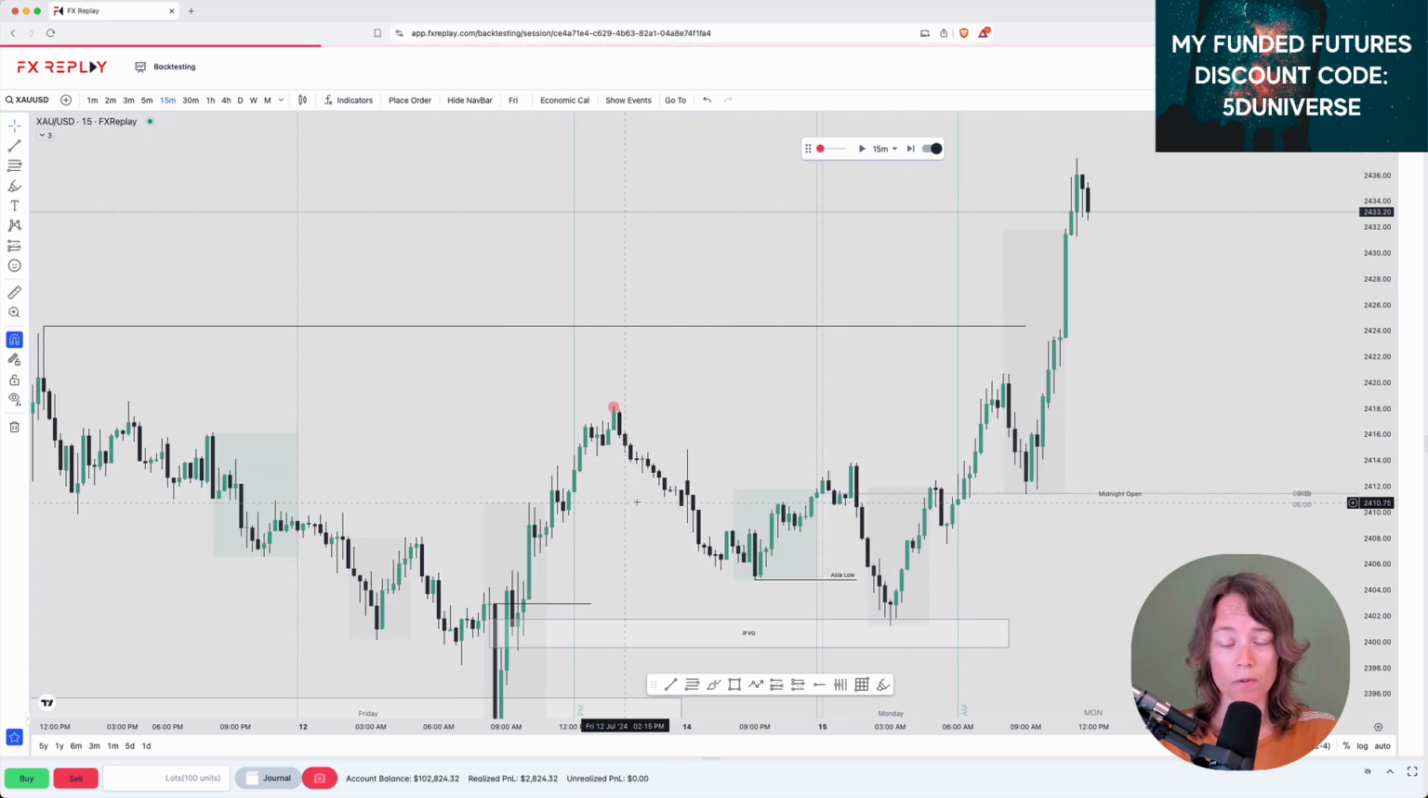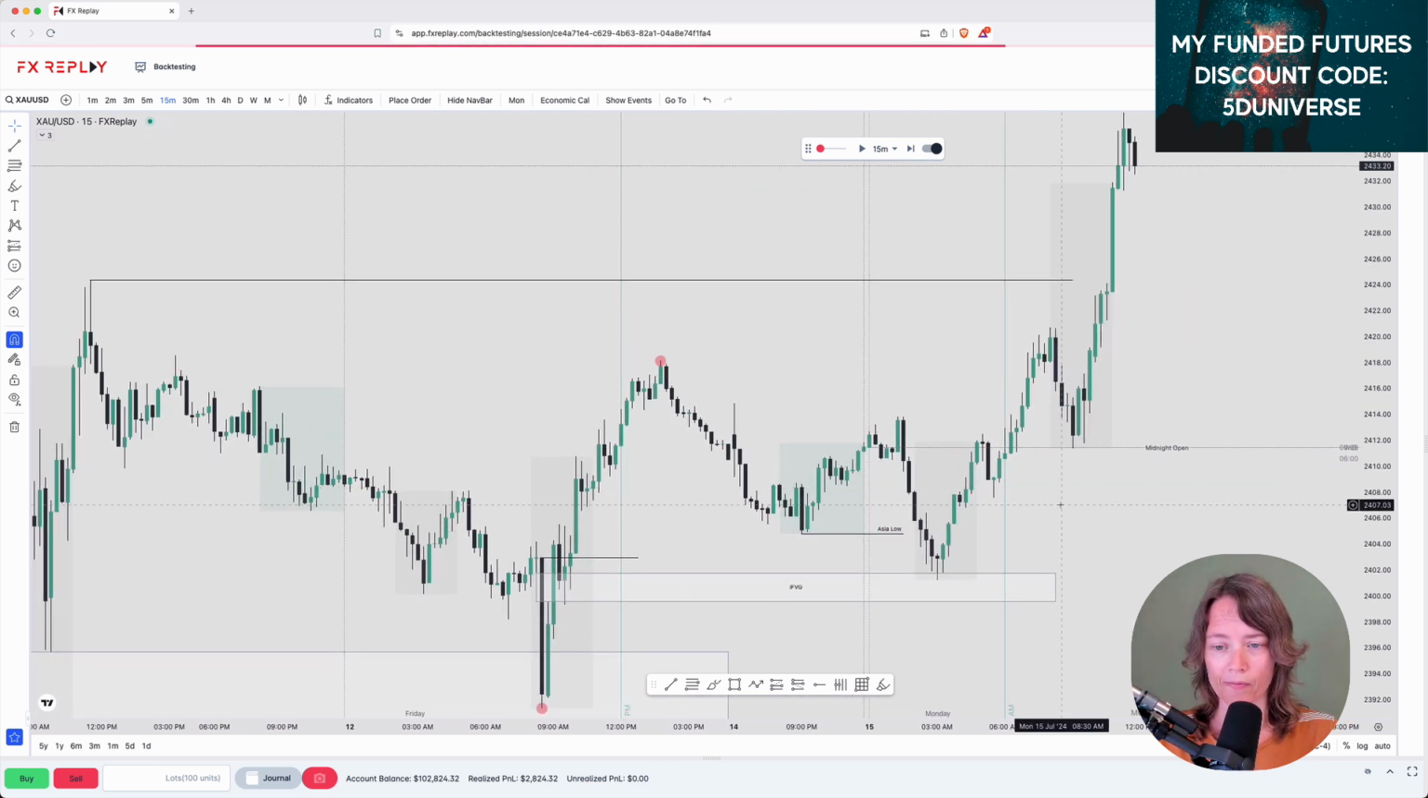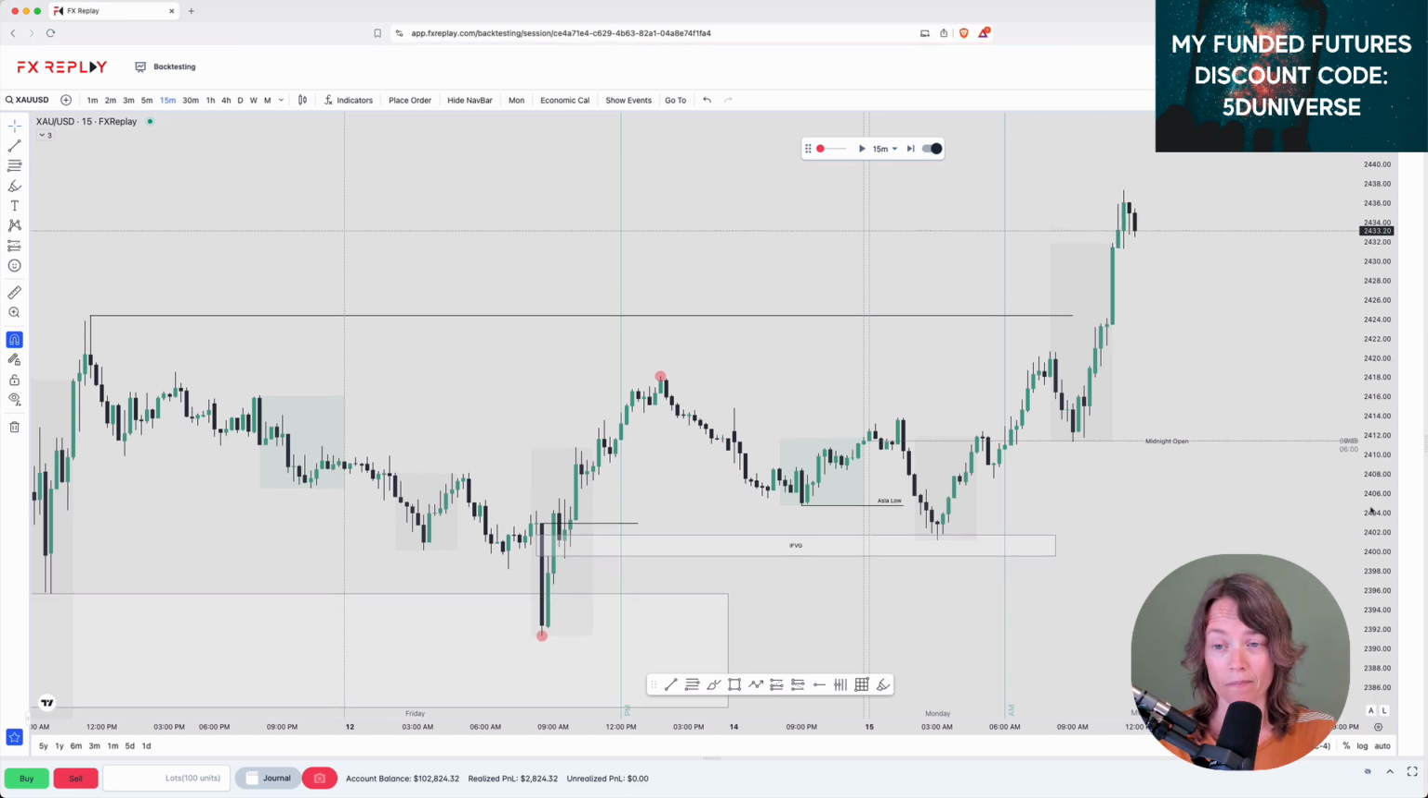So this was the gold trade. I think it's a beautiful daily profile, beautiful example, and it was actually a beautiful Monday. So that sometimes happens, that the Monday is actually a good day.